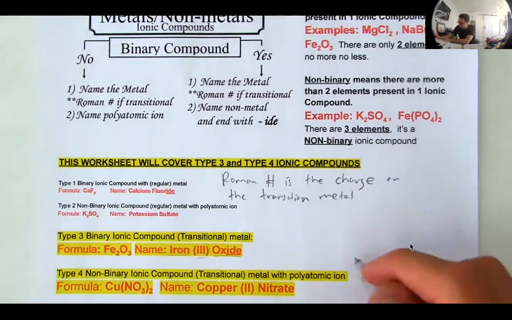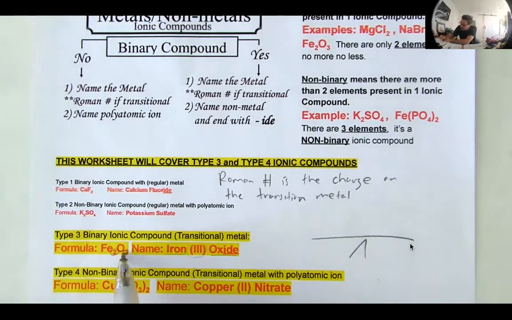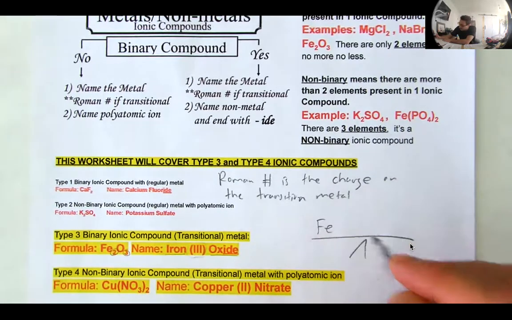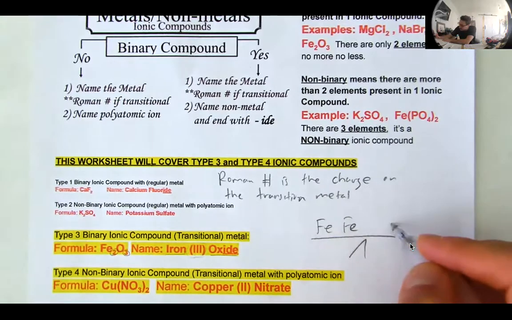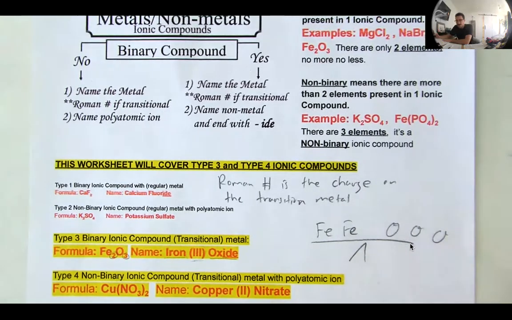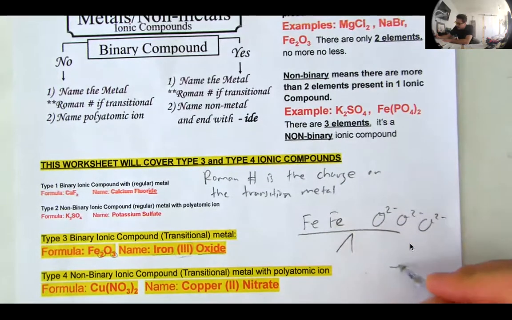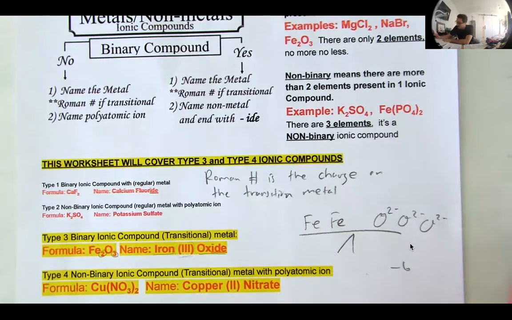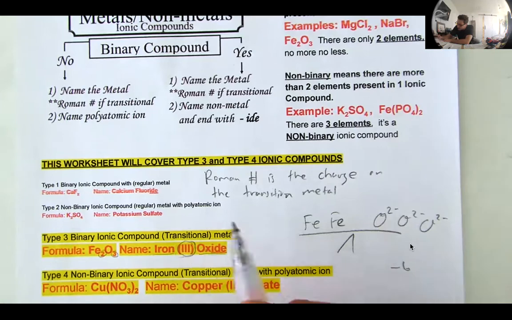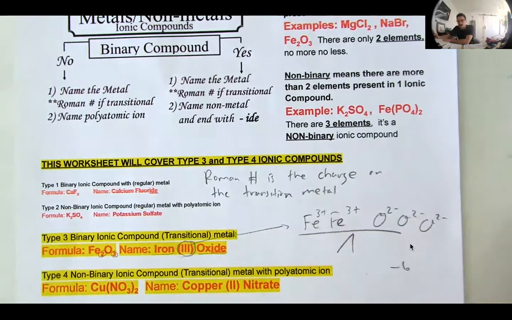Okay, so here's our balance beam. The formula says it's iron 2 and oxide 3. So if we put two irons and 3 oxygens, we know the charges have to balance. And we know that each oxide has a charge of 2 minus. That's a total of -6 for the right side of the balance beam. That's why the Roman numeral is 3, because the Roman number is the charge on the transitional metal. The Roman number 3 means that each iron in this compound has a 3 positive charge. I hope that makes sense.